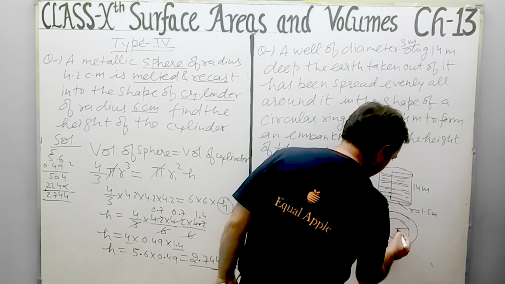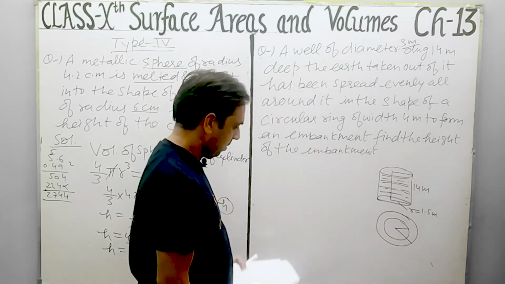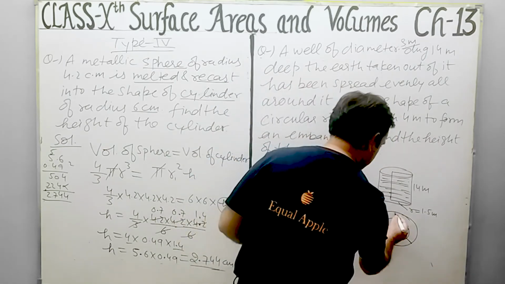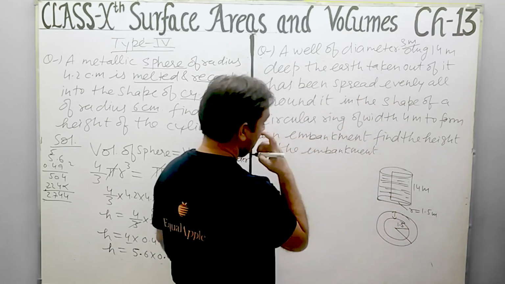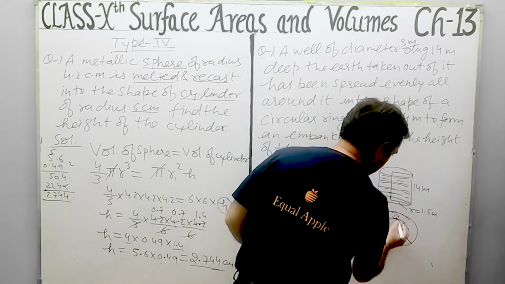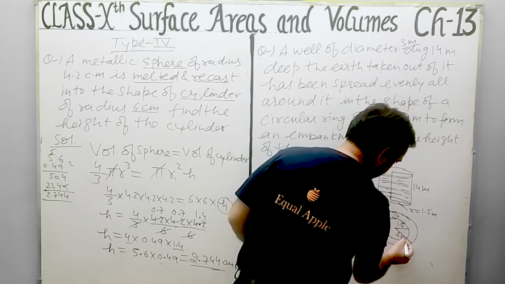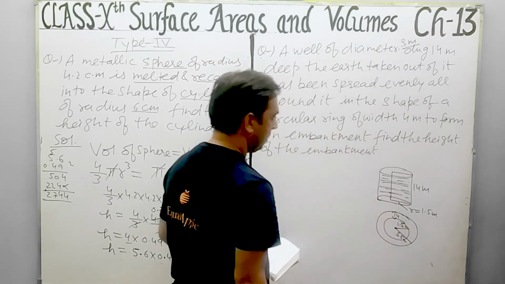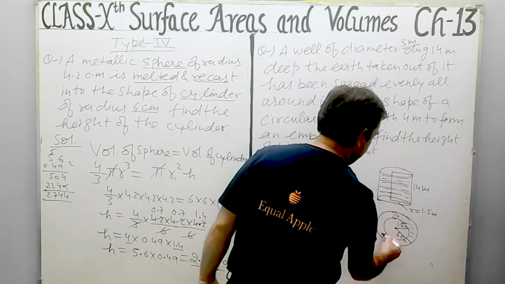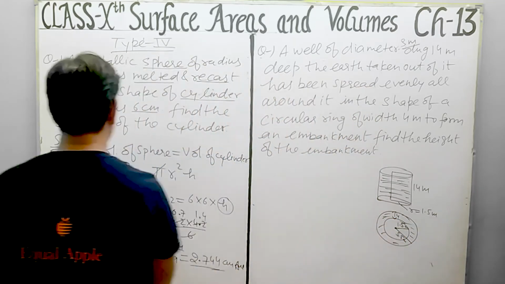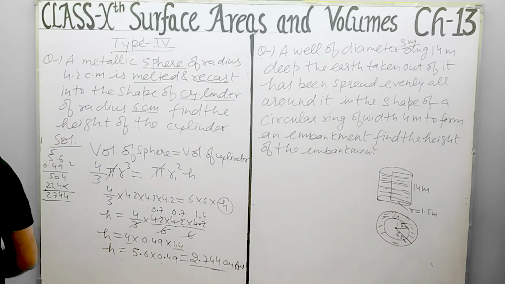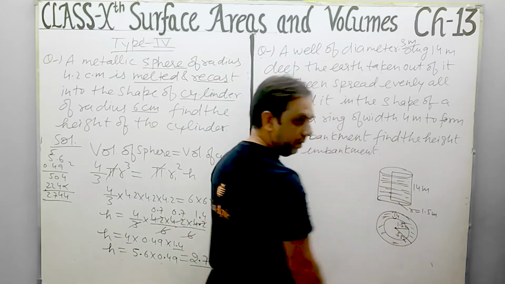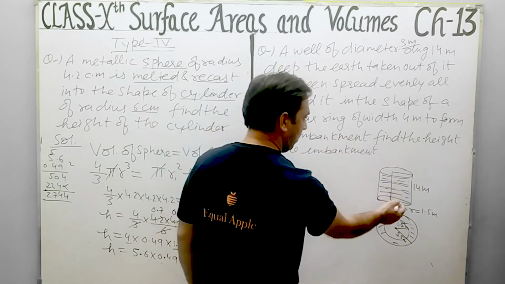It is the top view of this well. So, this is its radius, and its width is increasing about 4 meter. So, it will be 5.5 meter radius from the center, right? So, this is the top view of the earth which is taken out and spread all around it. So, because of that, its embankment is created. So, we need to find the height of the embankment which formed.